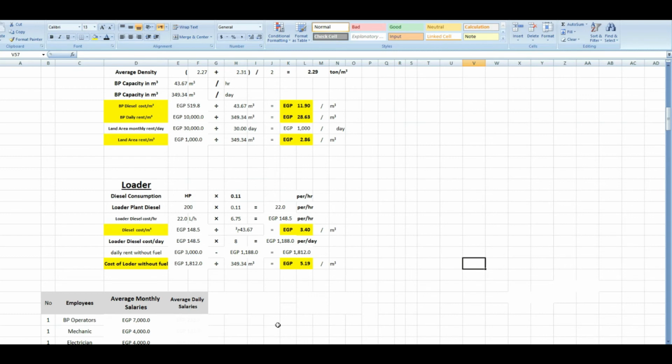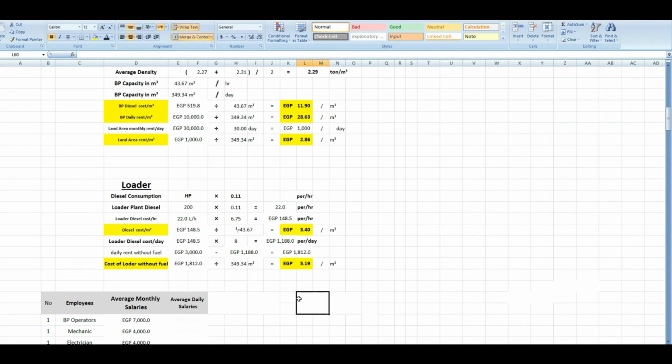Somebody can say, Mr. Engineer, I think you are not smart. You can use this 3,000 totally and divide it. This is a daily rent, total daily rent of the loader, and divide it to the daily production of the batch plant, and that this situation is over. My answer is like this.